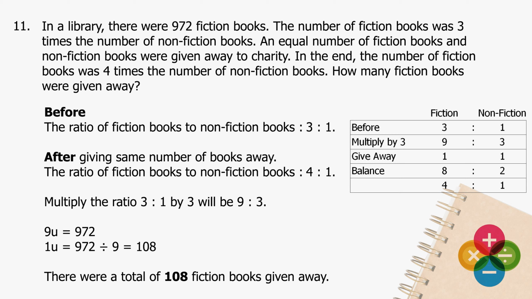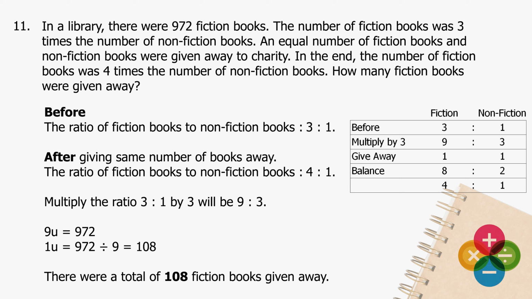Multiply the ratio 3:1 by 3 will be 9:3. From the ratio 9:3, we subtract each side of the ratio by 1, and we will get the ratio 8:2. Convert 8:2 to simplest form will be 4:1, which is the ratio after giving away the same number of fiction books and non-fiction books.